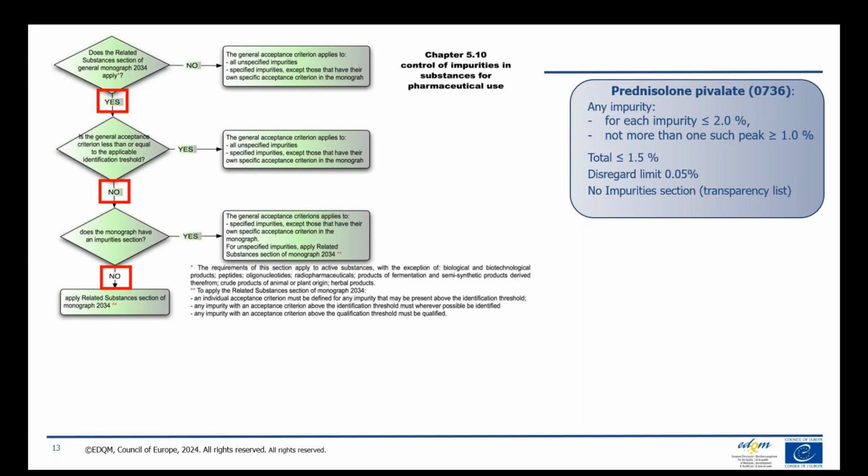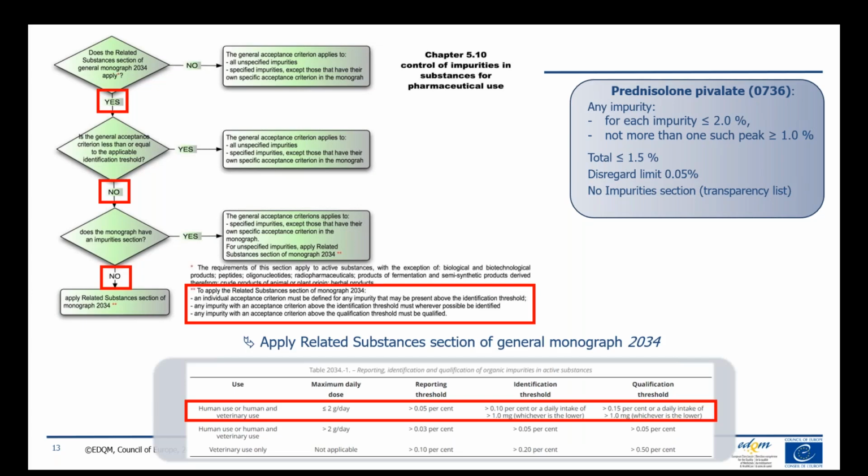And here you see that in this case, you have to apply the general monograph 2034. So we go back to this table, and as it is a substance which is used for human use, and the maximum daily dose is less than 2 grams, in this case you have to apply a reporting threshold of 0.05%. This is already described in the monograph. But you have also to apply here limits.